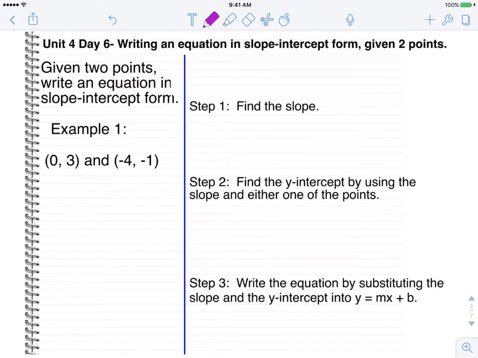Hey, this is Mr. Schultz, and we're going to be taking a look at writing equations in slope-intercept form given 2 points. This should be very similar to what we've done the last couple of days, but the key difference is that before, we were doing this with a graph and finding the slope with a rise over run approach. But now we are not going to have graphs, and we are going to be using our slope formula to find our slope-intercept form.